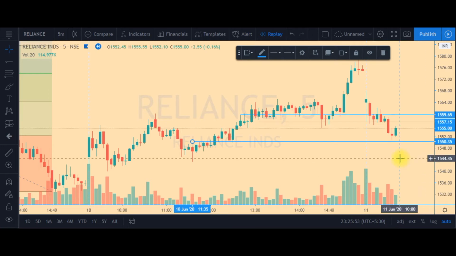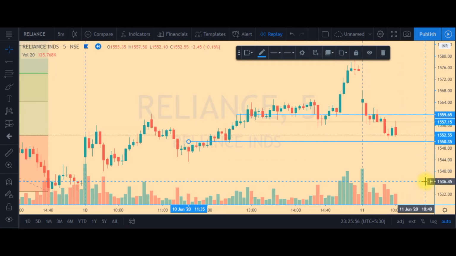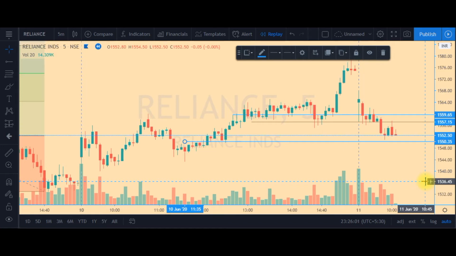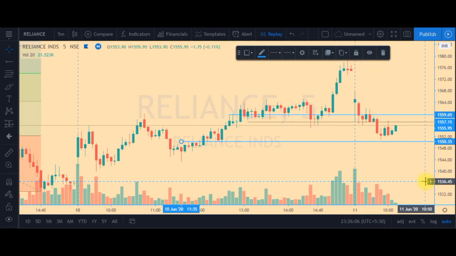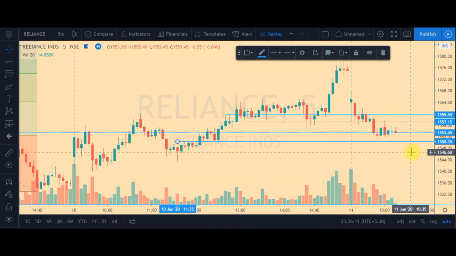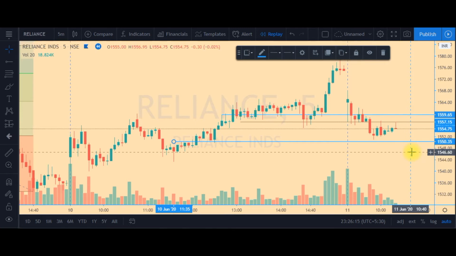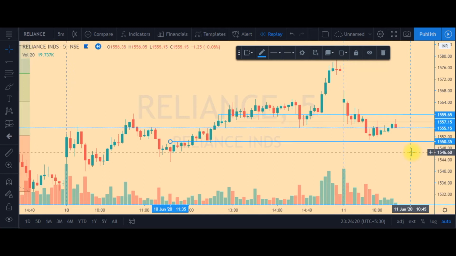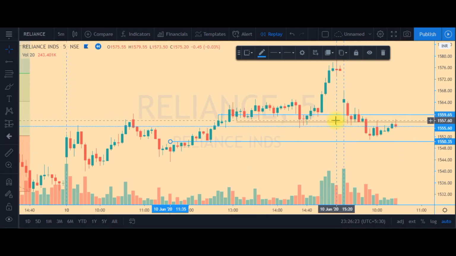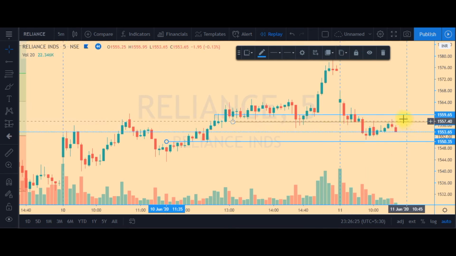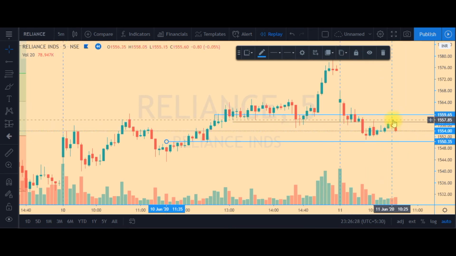Yes, let's see. Yes, I got an entry, and it also retested that breakdown area. After a couple of bars, it went and retested. And look at that, the moment it came to that breakdown area, look at the rejection, an inverted hammer.